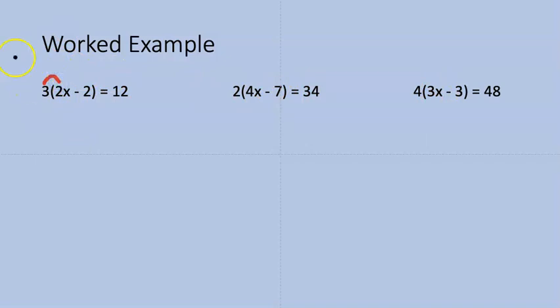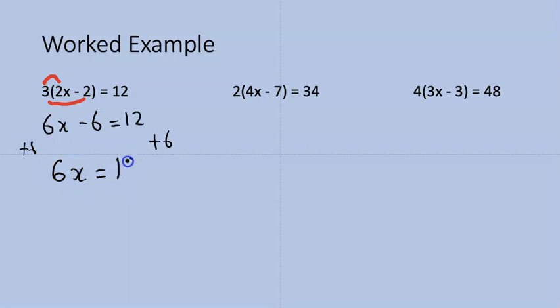3 times 2x is 6x. And then 3 times minus 2 is minus 6. That still gives me 12. I add on the 6. Hence 6x is going to give me 18. And then divide by the 6 next to here. So x is therefore equal to 3.